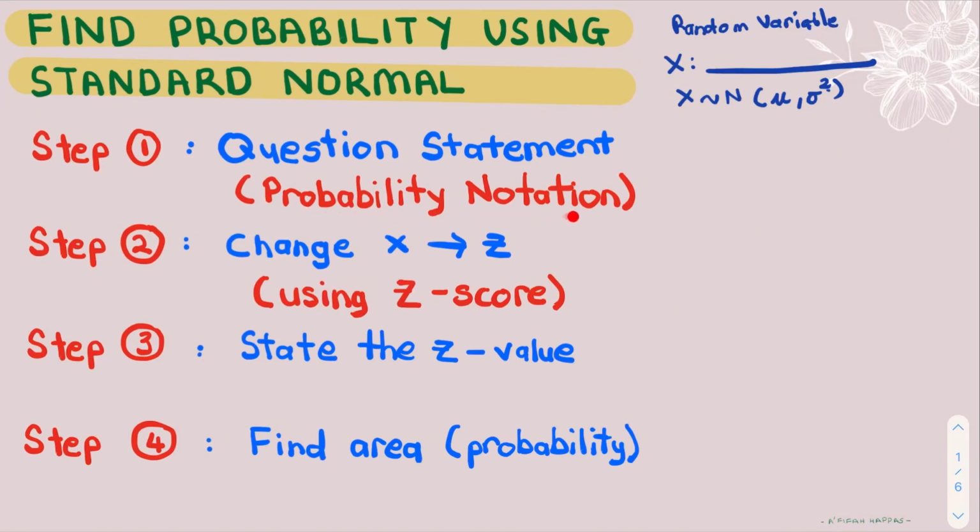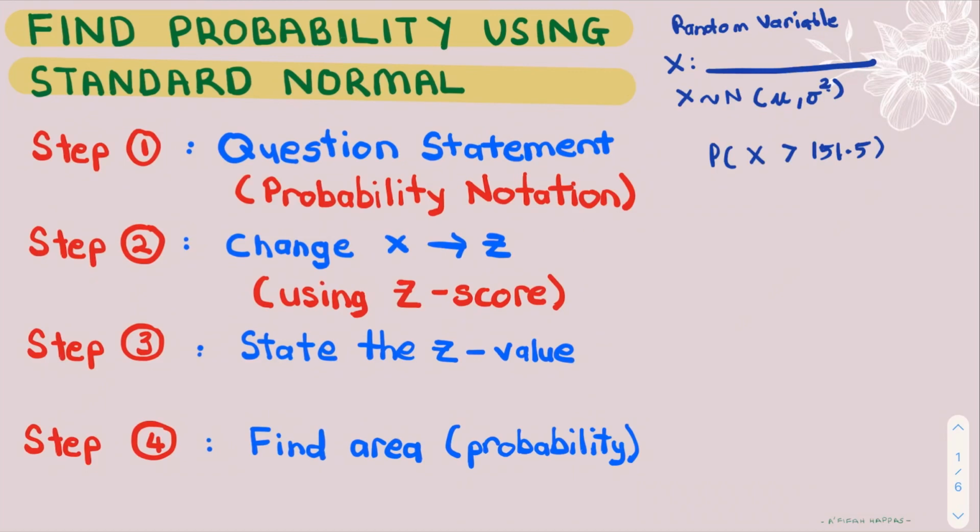Okay, the probability notation. For example, if the question asks you the probability of X, any random variable X, is greater than a certain number. For example, let's say 151.5. Let's say we talk about height. So write the probability notation for the question statement. And then step 2 is that you change from your normal to Z, which is your standard normal, because you want to find the area or the probability by using the standard score.